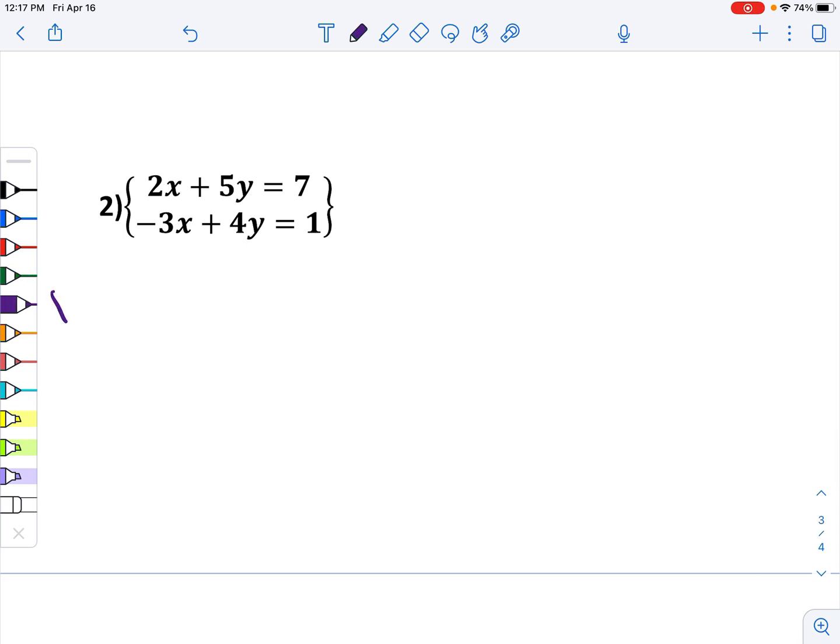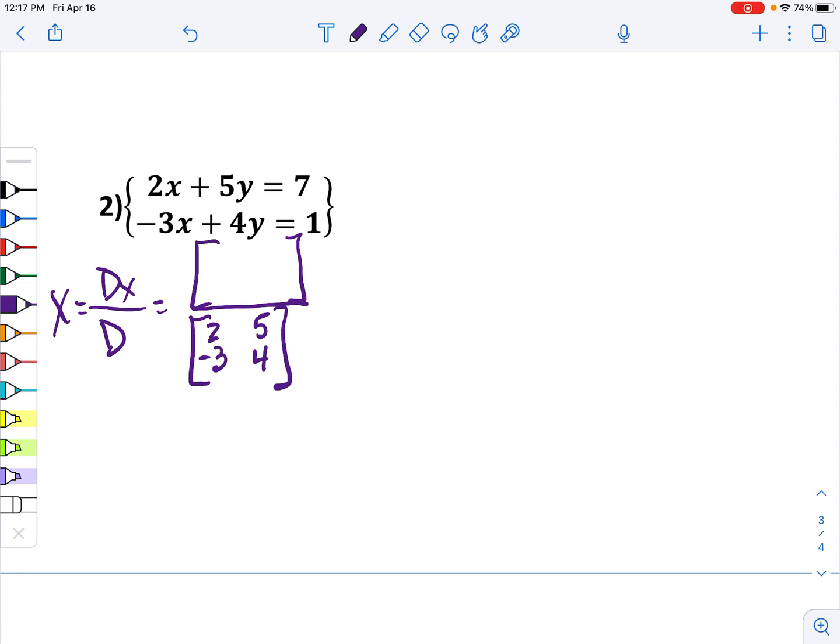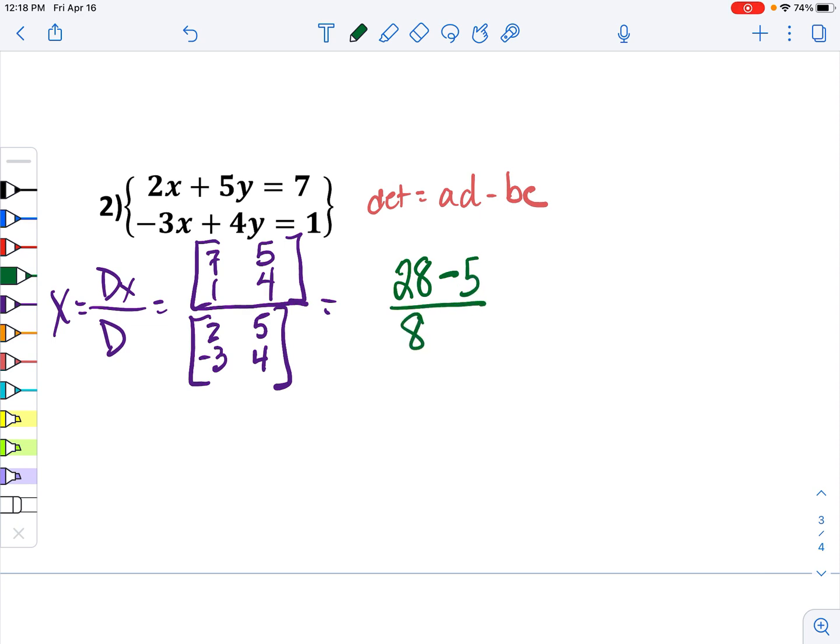Okay, I'm going to start with my x. It's going to be Dx over D. The bottom is my coefficient matrix, so I have 2, negative 3, 5, and 4. The top, since I'm looking for x, I'm going to substitute my constants in for x, and leave my coefficients for y. Then I'm going to do my determinant, which is AD minus BC. So A times D is 28, B times C is 5. Then on the bottom, 2 times 4 is 8, minus a negative 3 times 5, so that's plus 15.